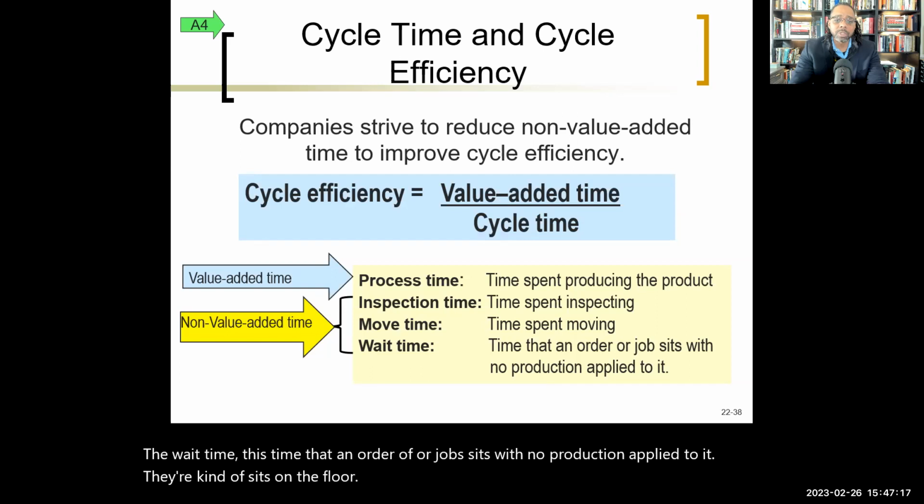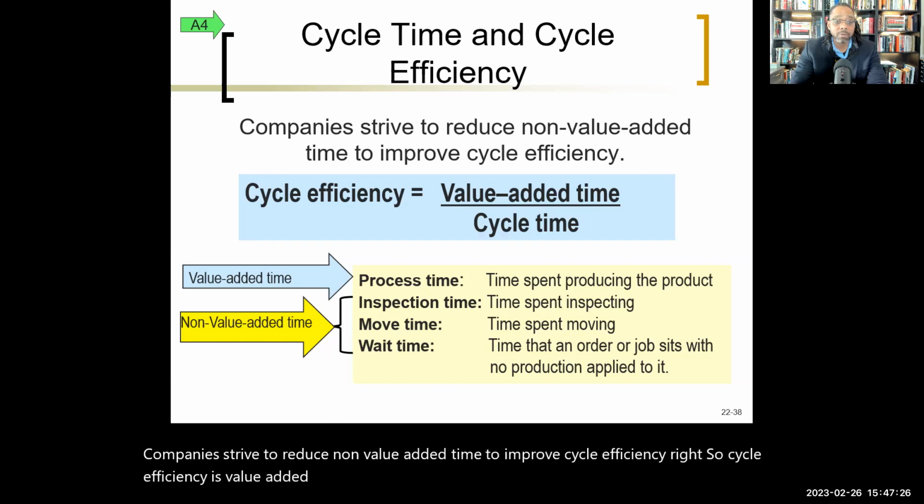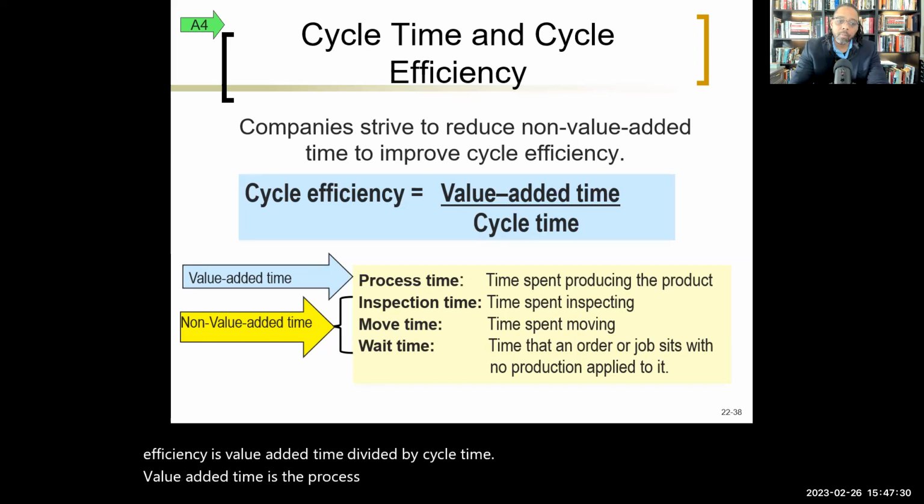Companies strive to reduce non-value added time to improve cycle efficiency, right? So cycle efficiency is value added time divided by cycle time. Value added time is the process time. The non-value added time is the inspection time, the move time, and the wait time.